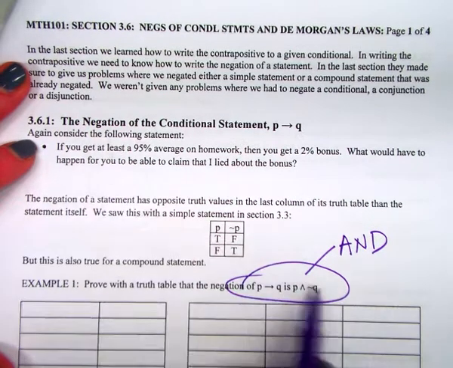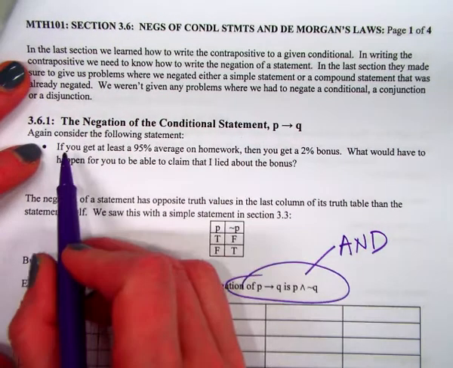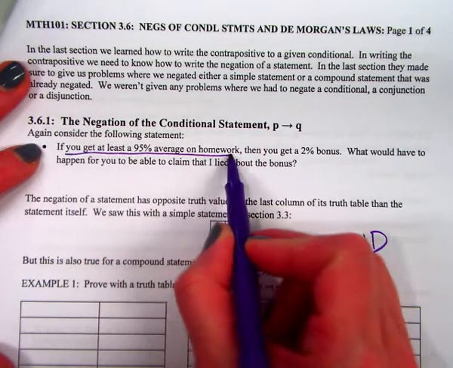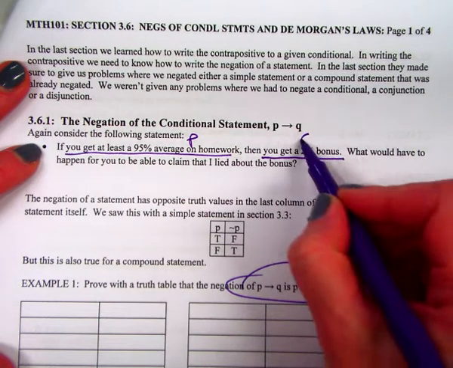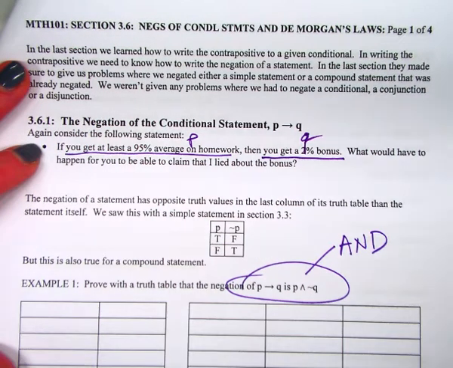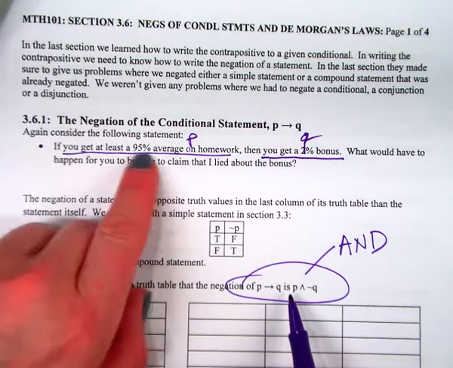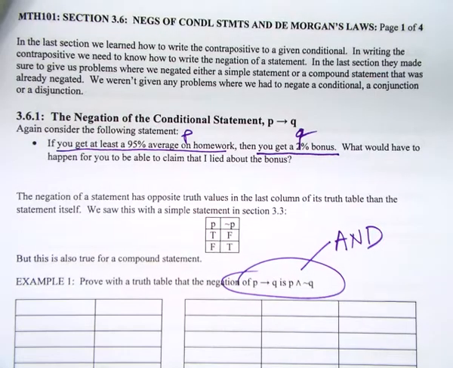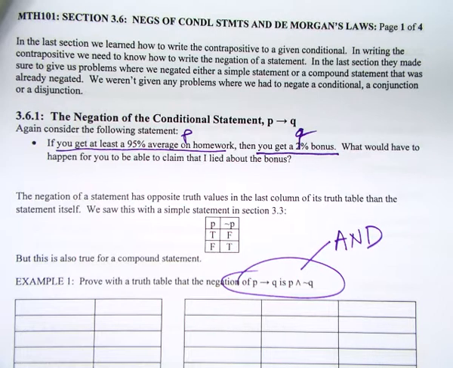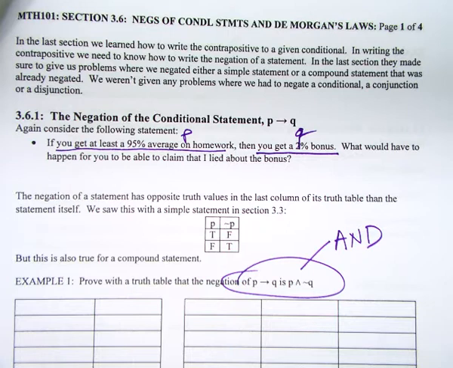Let me tell you what that sounds like for this. If you get at least 95% average on homework, that's my P, then you get a 2% bonus. That's my Q. So listen to this. To negate it: you got 95% on homework and you did not get the bonus. Right? Is that negated? Like you met the requirement, but I didn't give you the bonus. So the statement has been negated.